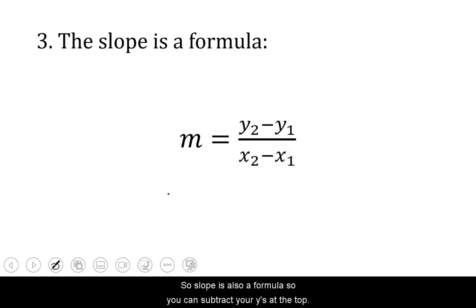So slope is also a formula. You can subtract your y's at the top and then subtract your x's at the bottom. And slope is listed as m. So m is your slope, and you subtract your y's at the top and x's at the bottom.